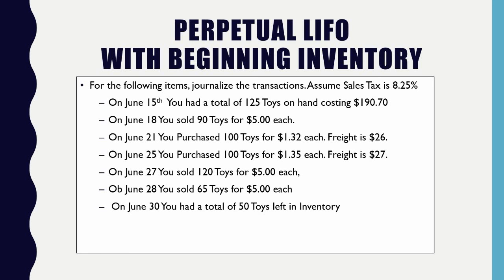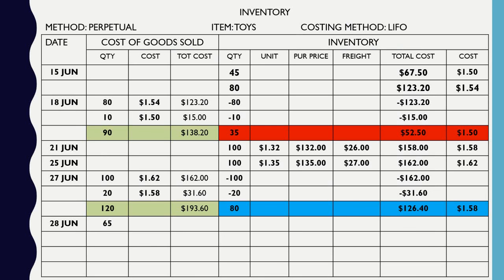And then lastly, on the 28th of June, you sold an additional 65 toys. I also want you to make sure to keep in mind that on June 30th, you're supposed to have a total of 50 toys remaining. Okay? So now that we're going to calculate our 65, we already know that since we're taking away from our blue batch, because we have 80 remaining, that's going to cover our entire 65. So I already know I'm going to take away from the blue batch.